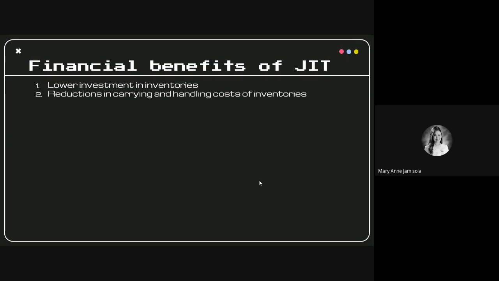So, as a result of having lower investment in inventories, there will also be reductions in the carrying and handling costs of inventories. So instead of renting a huge space for storage of the inventories, we will only rent a small space so we can save on storage costs and handling costs of the inventories.